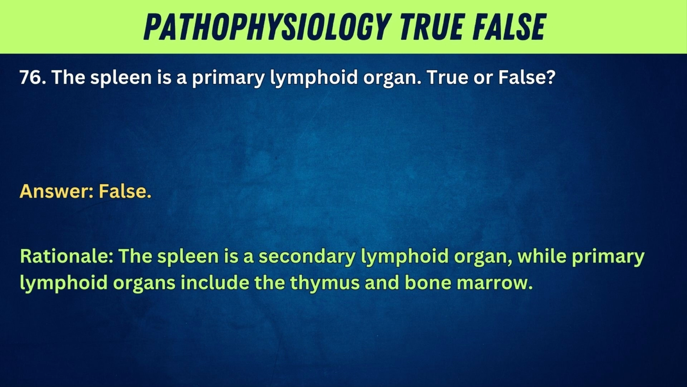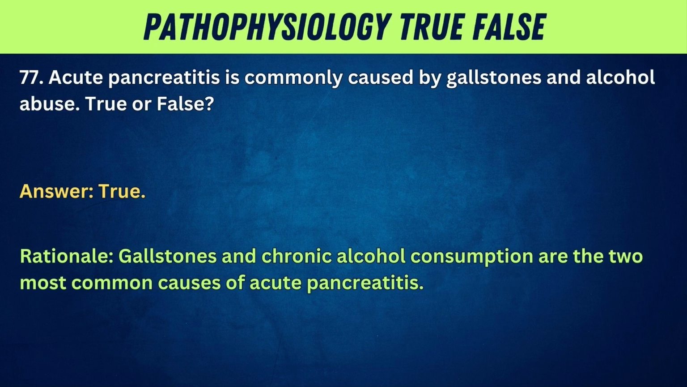True or false? Answer: false. Rationale: the spleen is a secondary lymphoid organ, while primary lymphoid organs include the thymus and bone marrow. 77.